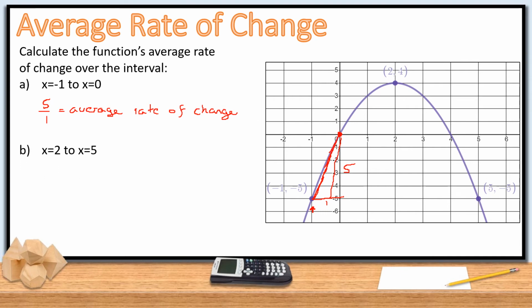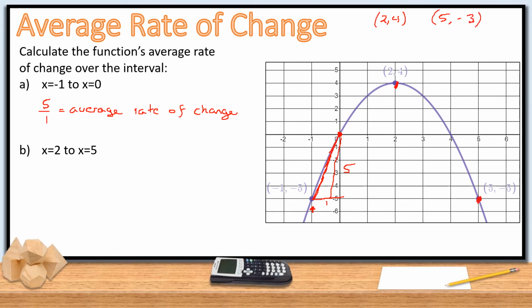All right, x is 2 to x is 5. So from this point to this one. We'll do this one using the formula, so I can demonstrate both. So we got 2, 4, and 5, -3.